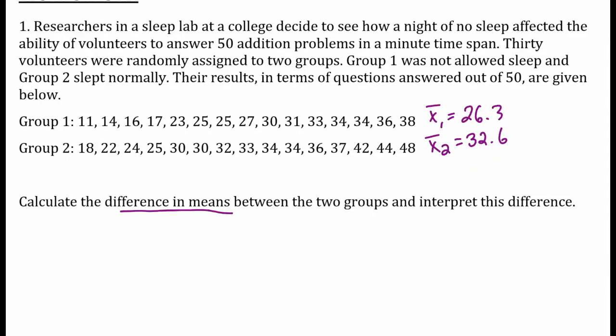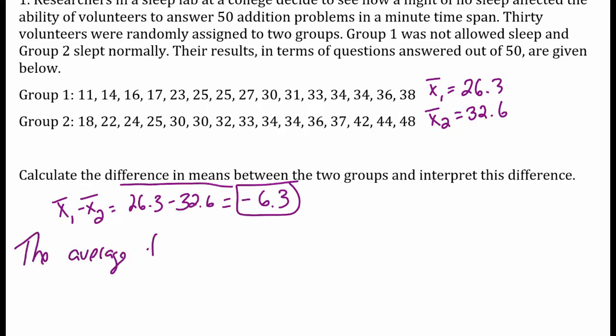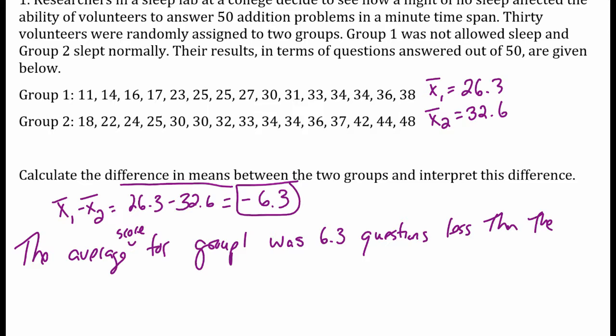questions correct. So to calculate that difference in means, let's do x bar 1 minus x bar 2. Well, if I do 26.3 minus 32.6, I'm getting negative 6.3. How do I interpret that difference of means? Well, that difference means the average score for Group 1, the sleep-deprived people, was 6.3 questions less. The average number of questions for Group 1 was 6.3 questions less than the average number of questions correct for Group 2.